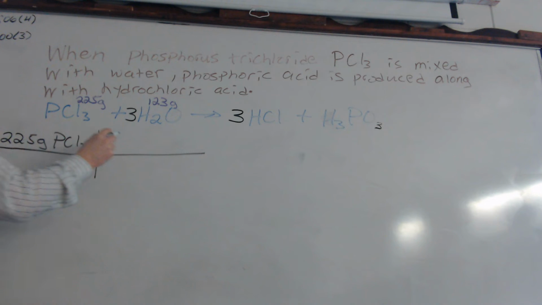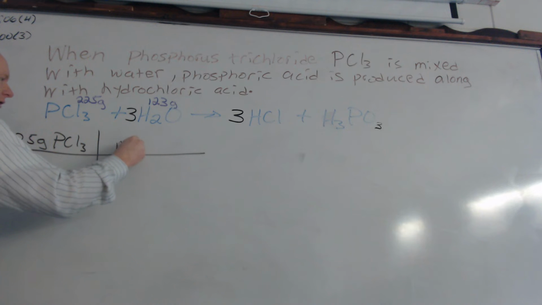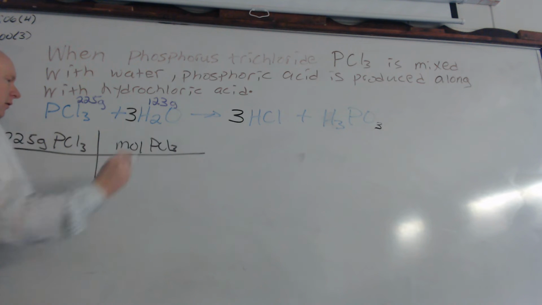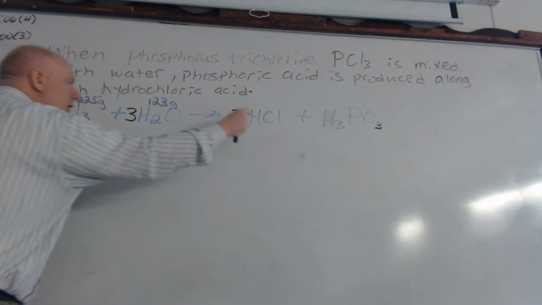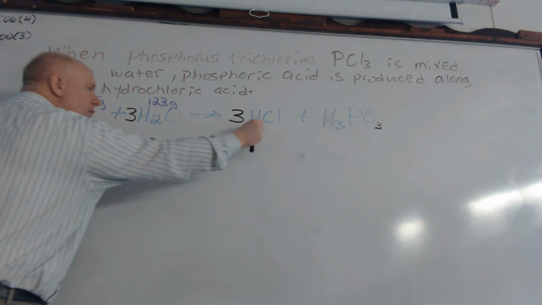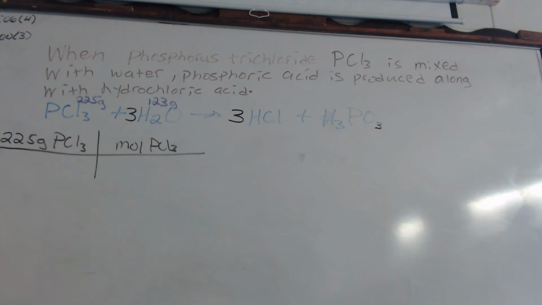Moles. So moles goes here. If you did a gram to gram, would you go from PCl3 to H2O, or would you find PCl3 to HCl and then H2O to HCl? What you can do, you're talking about for limiting reactant, you can just change grams of this to grams of that, and grams of this to grams of that, and whichever one's the lesser amount is your limiting reactant.